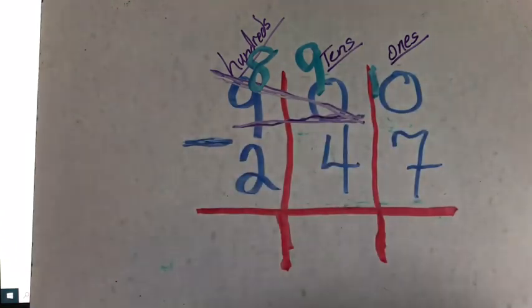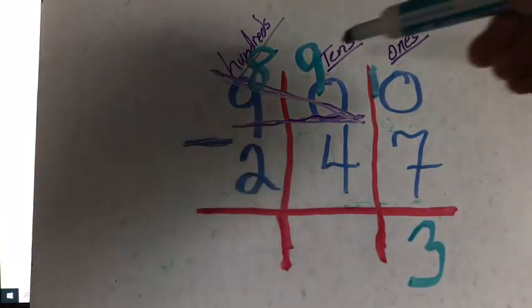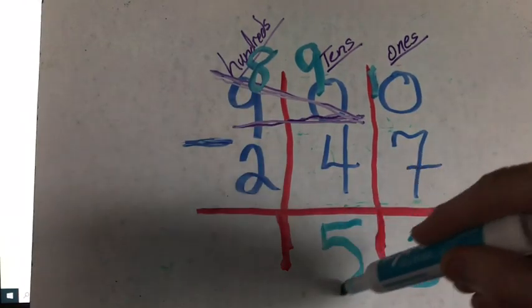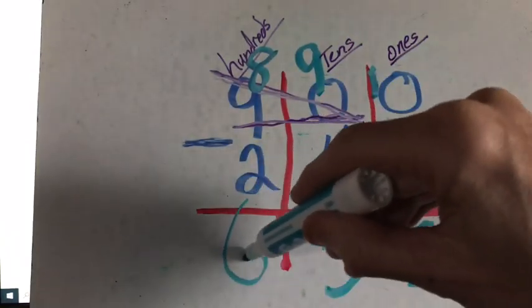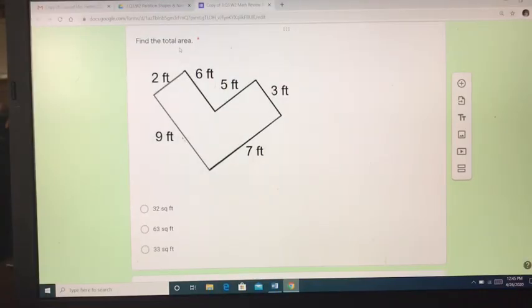Now I can subtract. So 10 minus 7 is 3. 9 minus 4 gives me 5. And 8 minus 2 is 6. So our answer is 653.